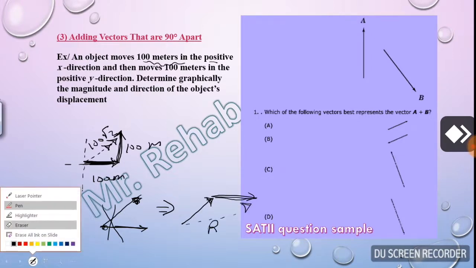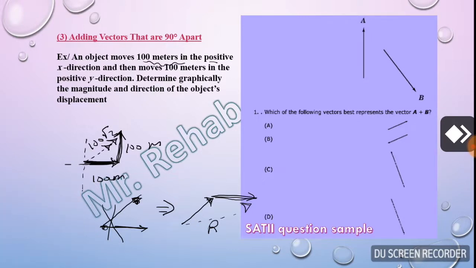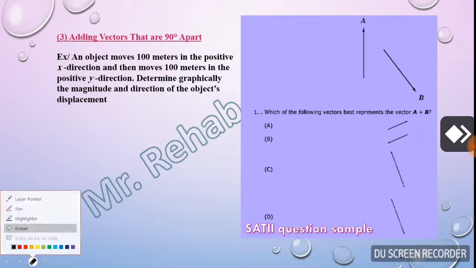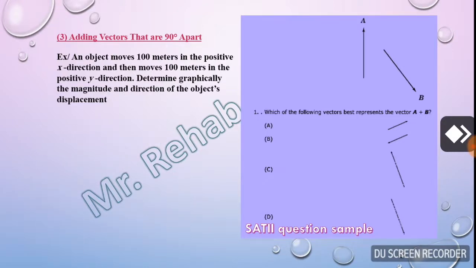Well, now inshallah we will talk about this set 2 question sample. Which of the following vectors best represents the vector A plus B? These are the two vectors and these are the choices.